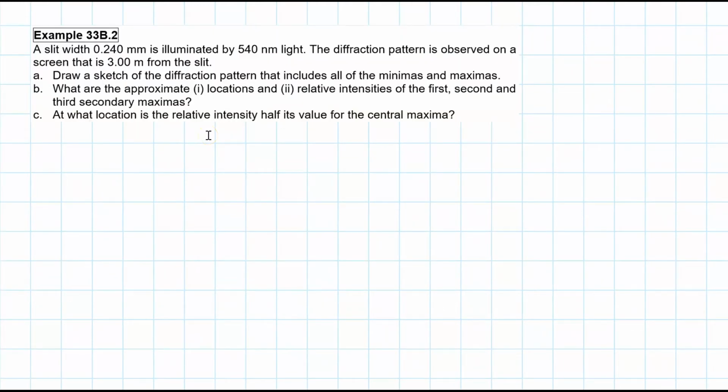Example 33B.2. A slit of width 0.24 millimeters is illuminated by 540 nanometer light. The diffraction pattern is observed on a screen that is 3 meters from the slit. A. Draw a sketch of the diffraction pattern that includes all the minima and maxima.